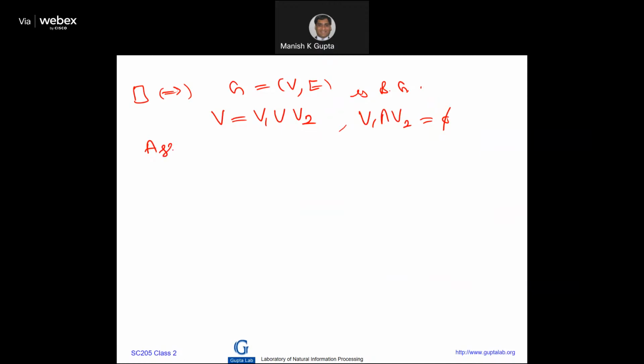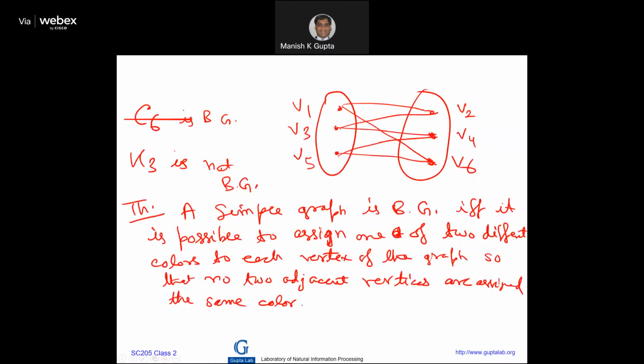So assign one color in V1 and one in V2. If you look at an example, this is a bipartite graph. This is given to us. So I will assign V1, V3, V5 with blue color, and I will assign V2, V4, V6 with red color. So two different colors, right? Color assignment can be done, right?